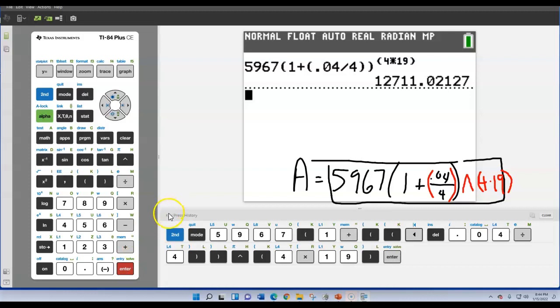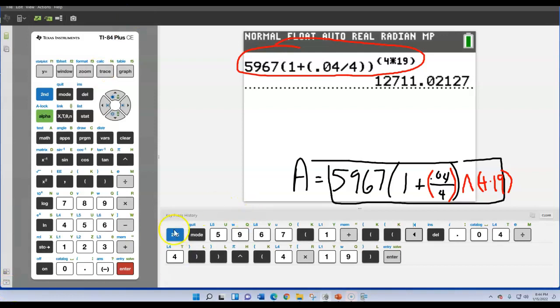And there's my final answer. So my final answer would be $12,711. Okay. Now, some of you don't have a calculator that would allow you to type all this in at once like that, and so you're going to have to do it in pieces. All right, so let's go ahead and see how to do that in pieces.